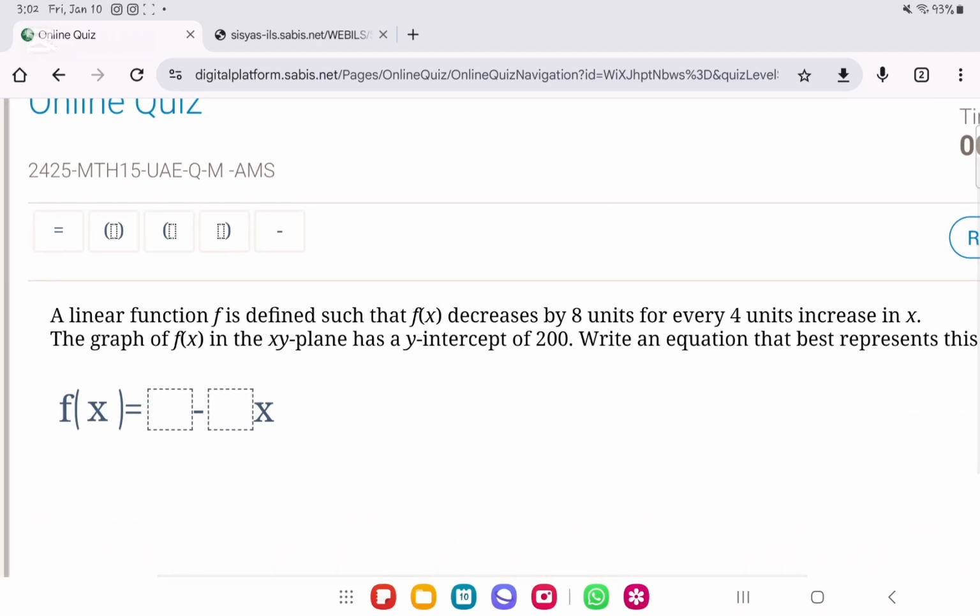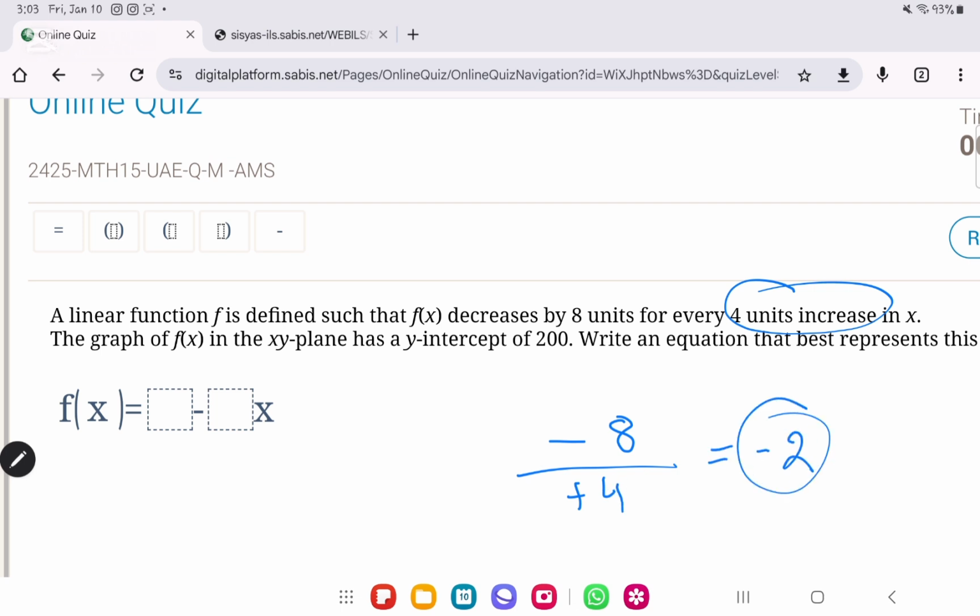Question number 6. A linear function f is defined such that f(x) decreases by 8, so minus 8 units, divided for every 4 units increase, divided by plus 4, and we're gonna get minus 2. Now this is our slope because they are talking in x. So a decrease of 8 units for every 4 units increase in x. So that means minus 2. Here I only put 2 because they already provided us with the minus.